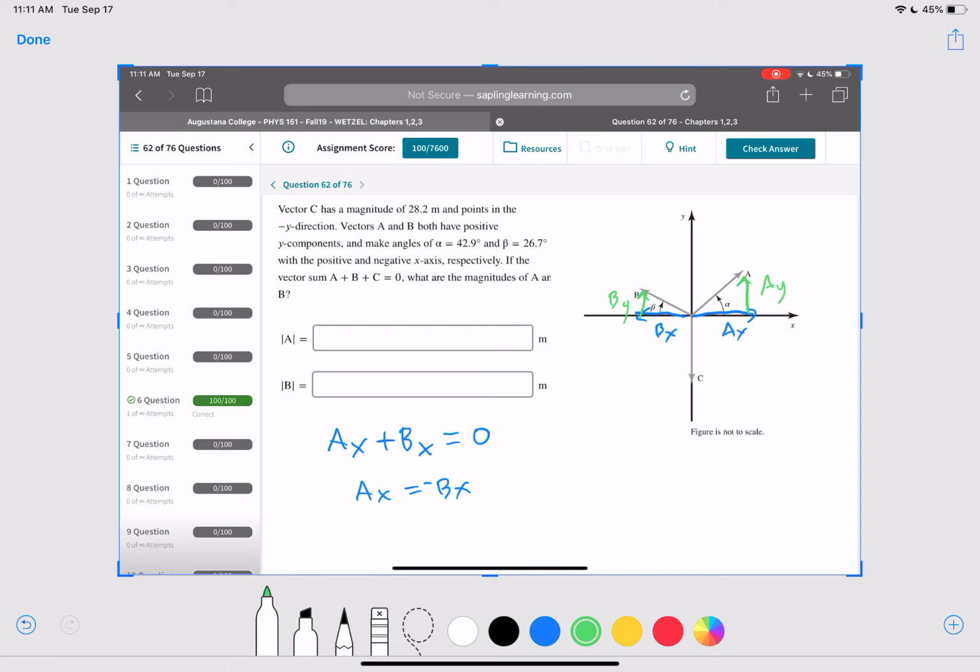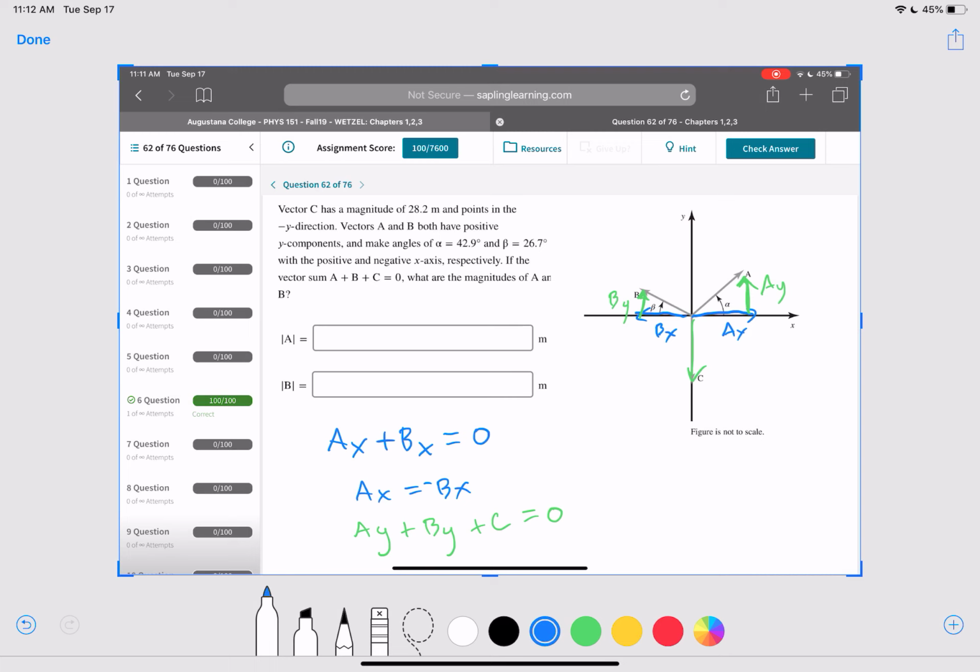And then we also know that AY plus BY, plus C is equal to 0. So if we add AY, add BY, and add C together, they should all add up to give you 0. Okay, so that means AY plus BY should equal the magnitude of C, but they'll be opposite to it. Okay, so then what are the magnitudes of them? So how do we figure this out?